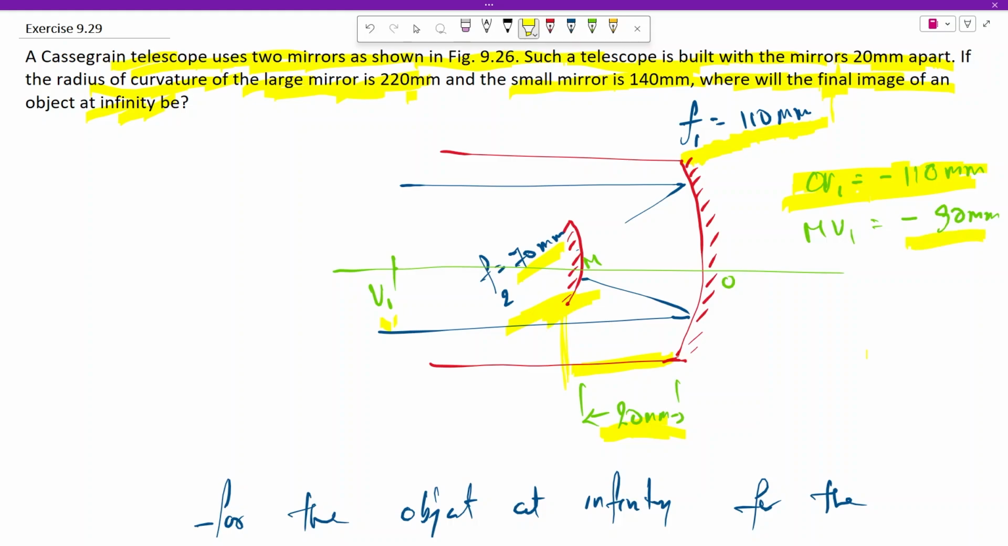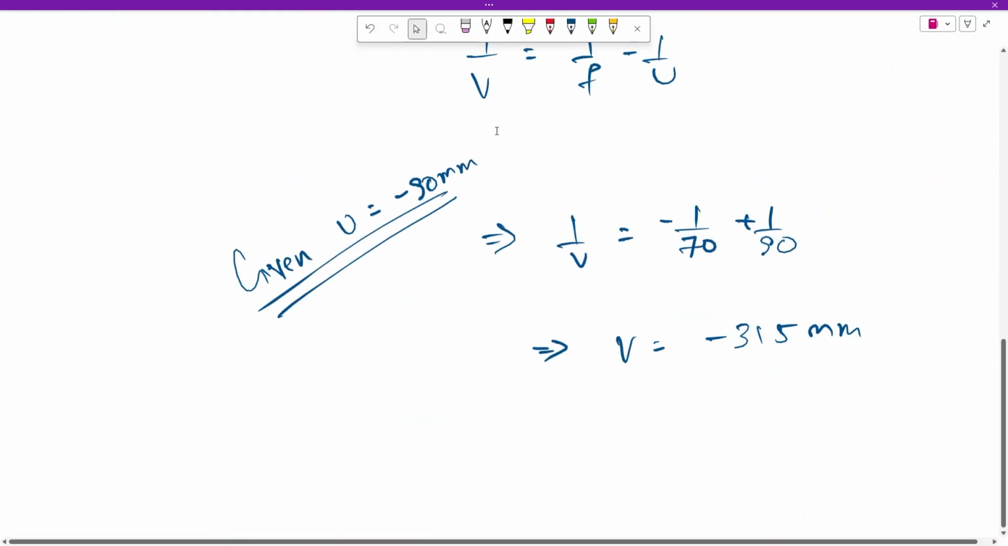So for this second mirror, we have to calculate the position of the final image, that is V. In the mirror formula, we have been given the value of F, and we know the value of U now, that is equal to minus 90 mm. So we can easily calculate the value of V. So let's calculate using the mirror formula.